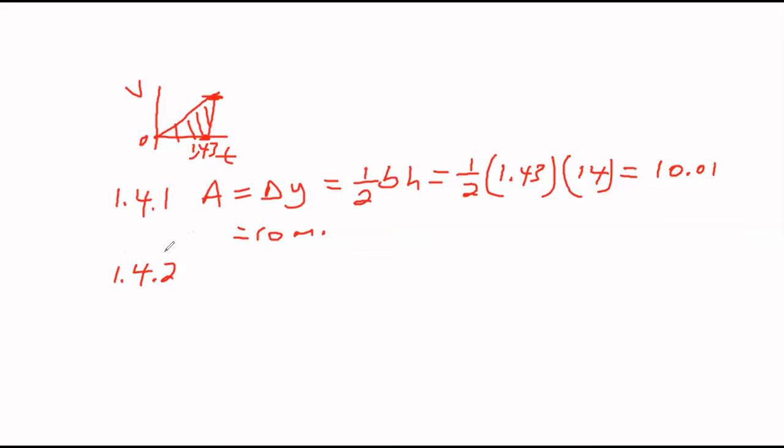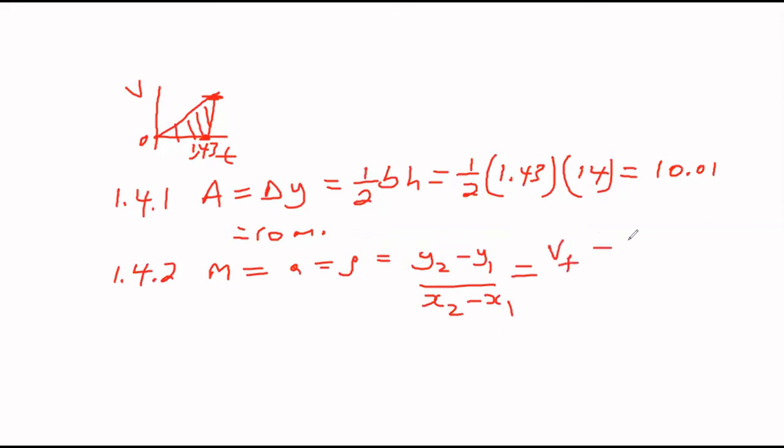1.4.2. Use the graph in question 1.3.2 to show that the acceleration of the stone is 9.8. Okay, so now we need to say the gradient is the same as a, which is the same as g. What is the gradient here? It is y2 minus y1 over x2 minus x1. Okay, so what is y2? Of course, it is v final, and y1 is v initial.